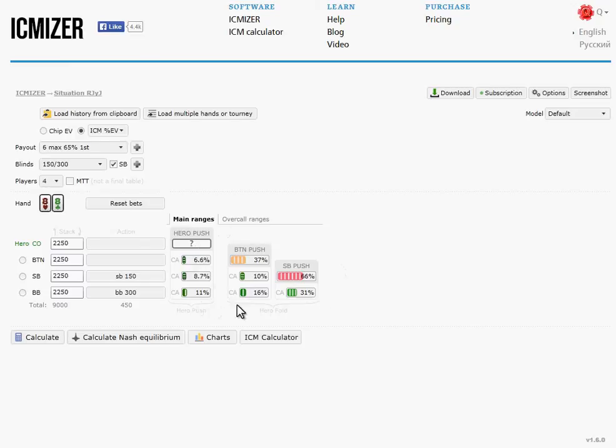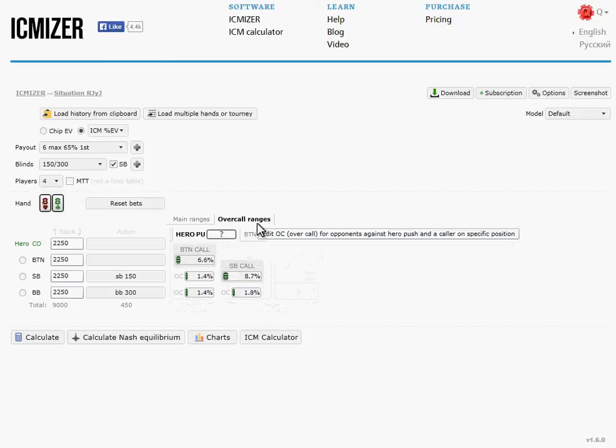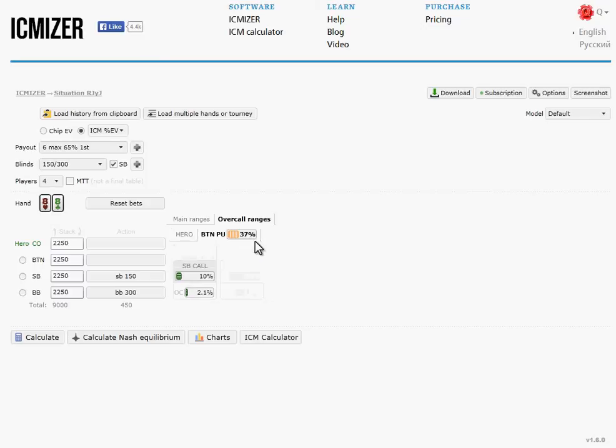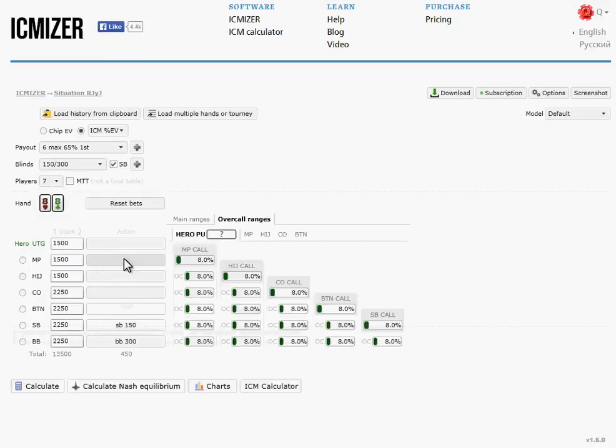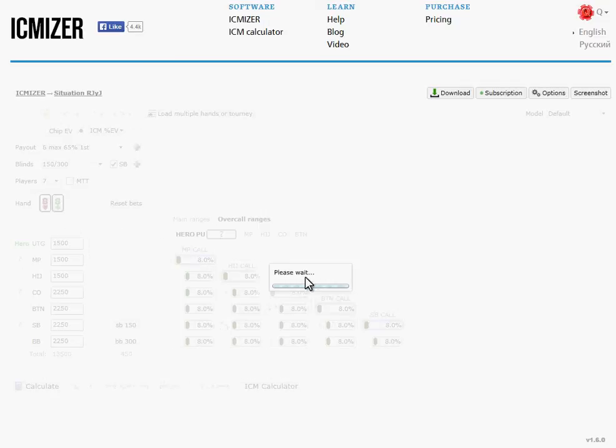Notice that there are no overcalls here because they can't fit. Overcalls can be found on the overcall ranges tab. As you can see, there are a lot of ranges. In this kind of spot, there can be plenty of ranges if there are more players and we are on the earlier position. You can see that here we have a lot of ranges, and this is just one tab.